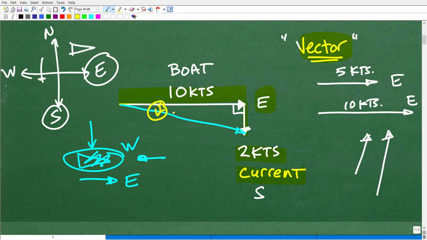So we need to determine this angle right here, and we need to determine the length of this part of this triangle. This is how we do vector addition, or vector mathematics. Now, this is just a quick overview of vectors. When you want to learn and study this stuff, you want to do it in a more formal way, of course, because there's a lot more that you need to know about vectors.